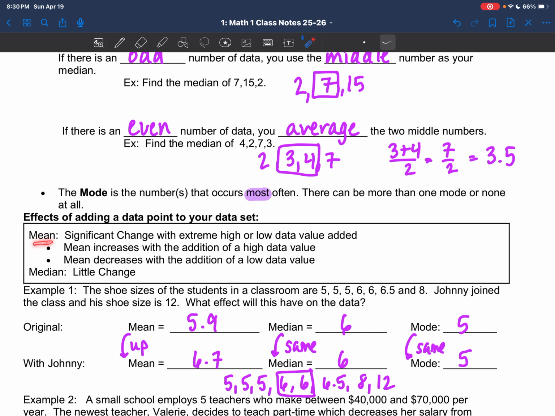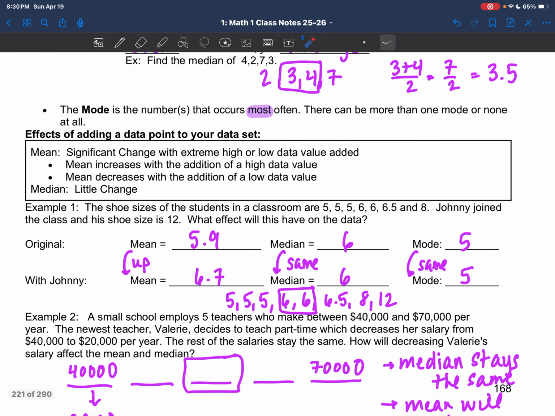Your mean can change significantly with any extremes, either high or low. It increases with the addition of a high value, and it decreases with the addition of a low value, which makes sense. And then the median usually has very little change.